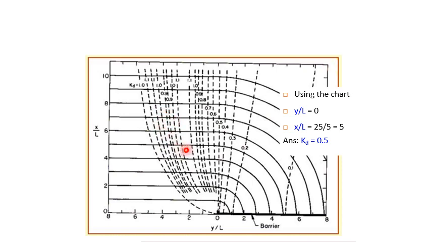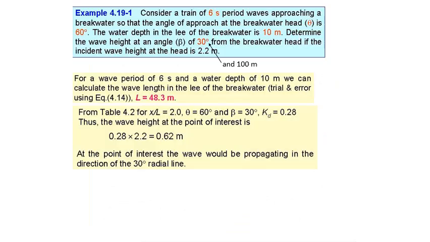The solution that we get from the table and the graphical method should be close, but it is not going to always be the same. So we may conclude from this analysis that the wave height at this particular location is about 0.5, or half of the incident wave height. Right now, please try this example on your own, and we will discuss the solution online.